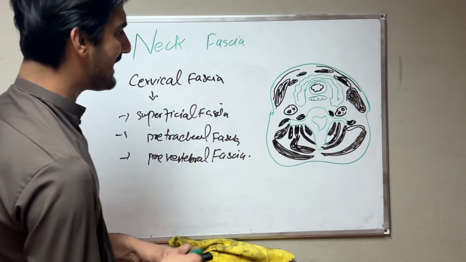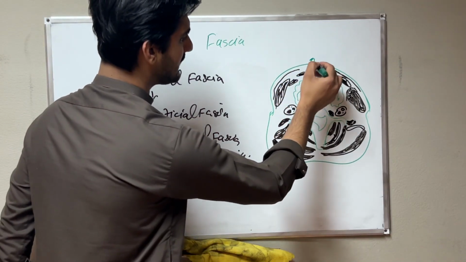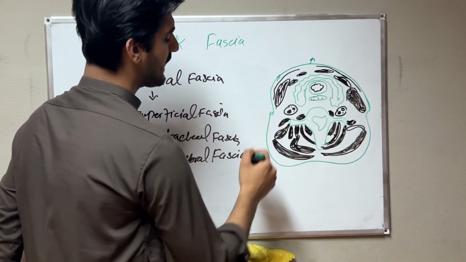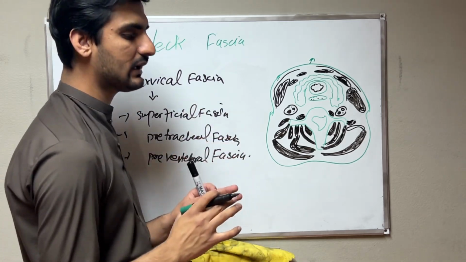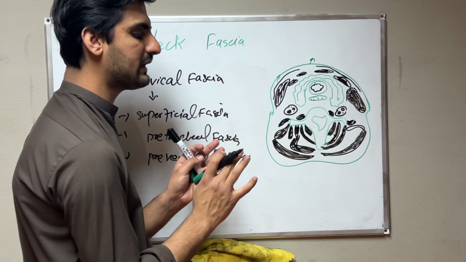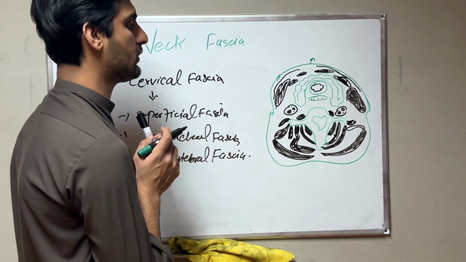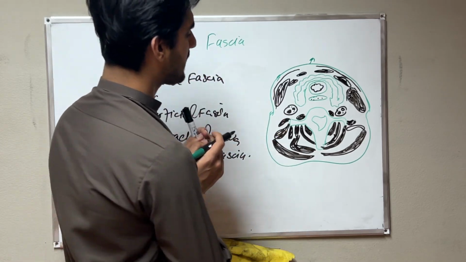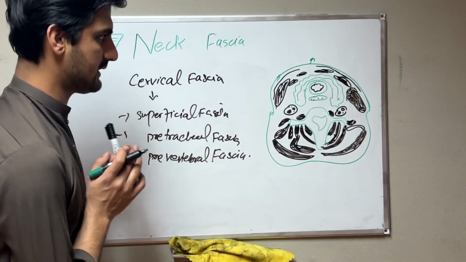I already told you, this is the skin. Beneath the skin we have the fatty layer, and this fatty layer is always covered by the superficial layer, like the whole body. Now our topic is the cervical fascia.